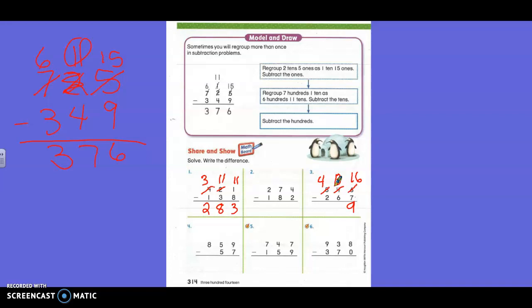Okay, 13 minus 6, everyone is 13 minus 6. 13 minus 6. Everyone? 7. 4 minus 2. 2. Okay.